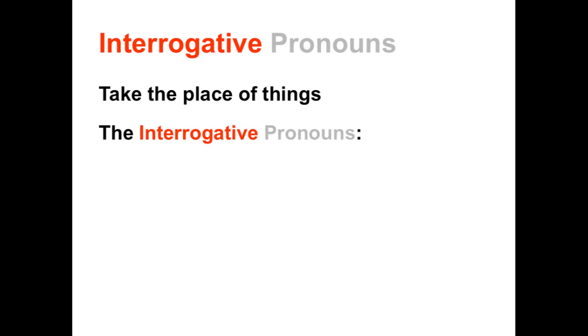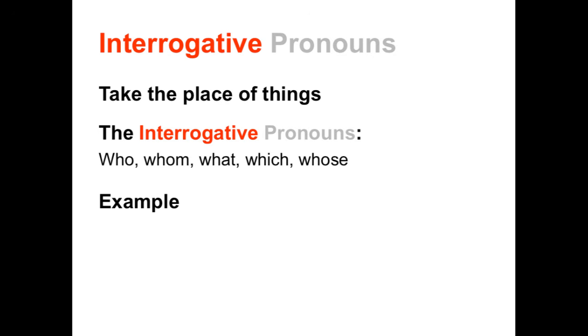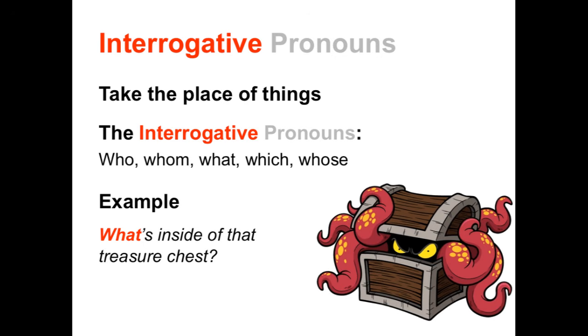Interrogative pronouns. Interrogative pronouns take the place of people or things and ask a question. Here are the interrogative pronouns: who, whom, what, which, whose. And here's an example of a sentence using an interrogative pronoun. What's inside of that treasure chest? The speaker here is asking a question about an unspecified thing. The word what is taking the place of whatever is inside of that treasure chest. We don't know clearly what it is, and it's also being used to ask a question. When these pronouns are being used to ask questions, they are considered interrogative pronouns.